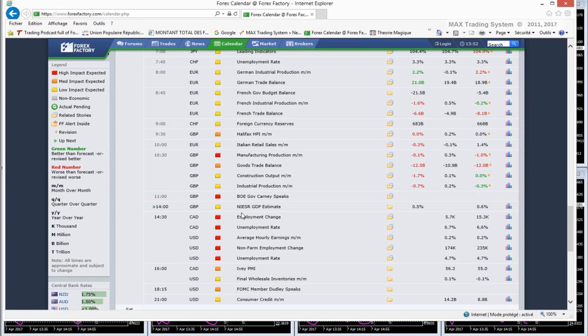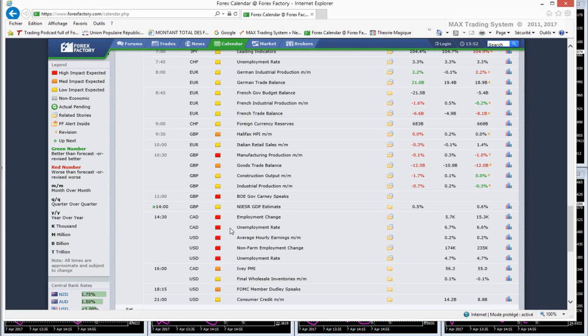So we see that we have a group of important news releases on the CAD and on the US dollar. They are all in red, and that color is a correct color. The color code in Forex Factory is not always correct, but in this case they are correct. So we have, first of all, the employment change and the unemployment rate on the CAD.